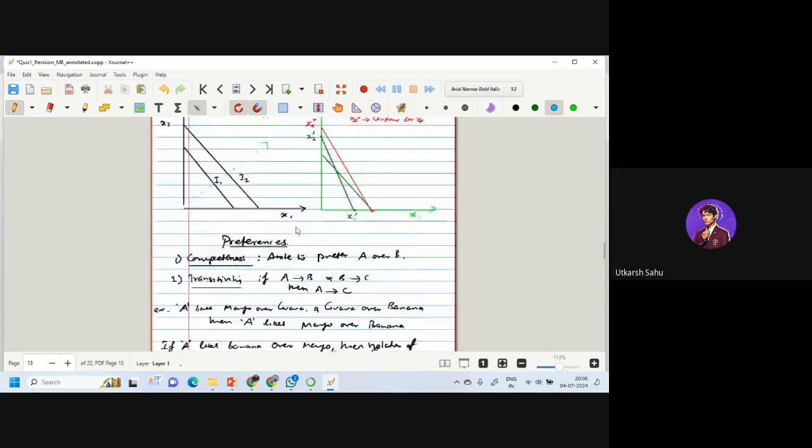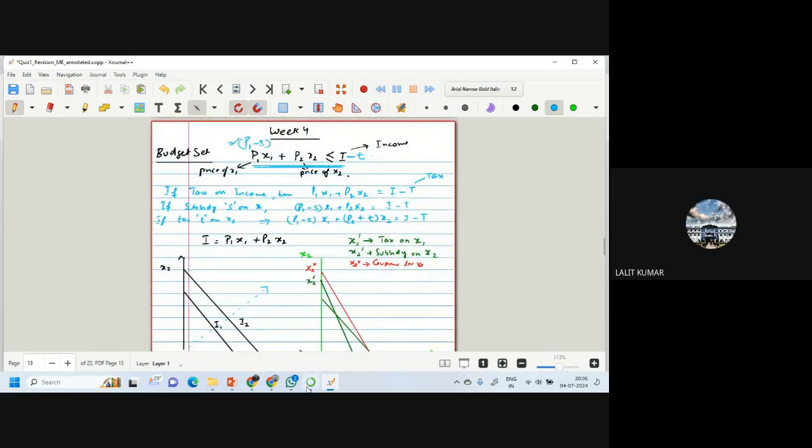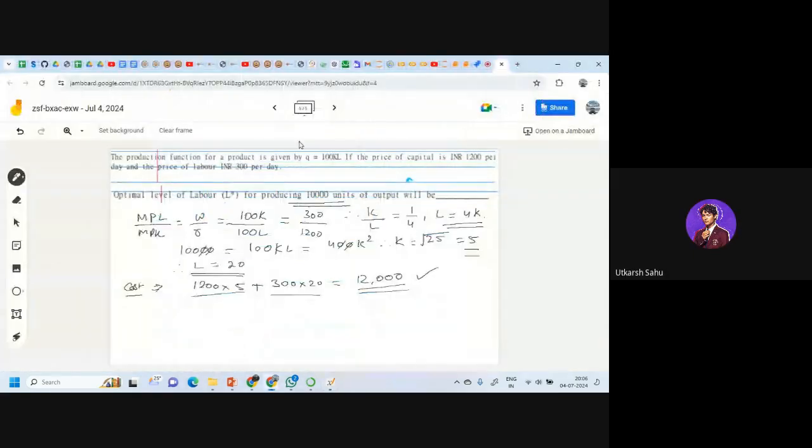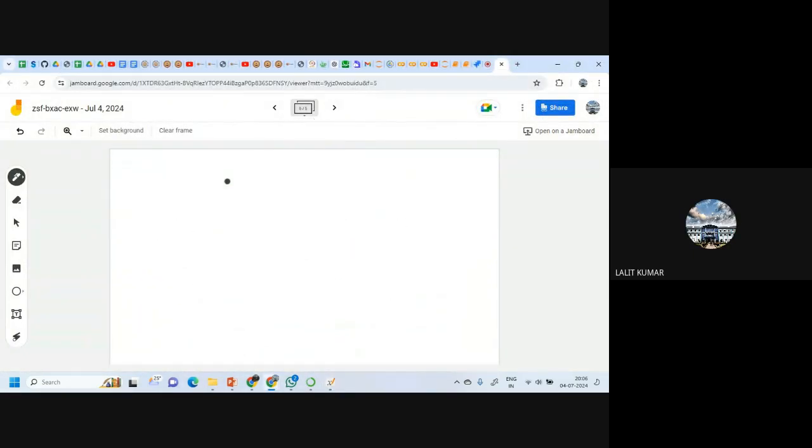Can you repeat this point, a little bit back, the subsidy one? Okay, I'll do that here. So your budget line or the budget set is like that. My income is, for example, 10,000.